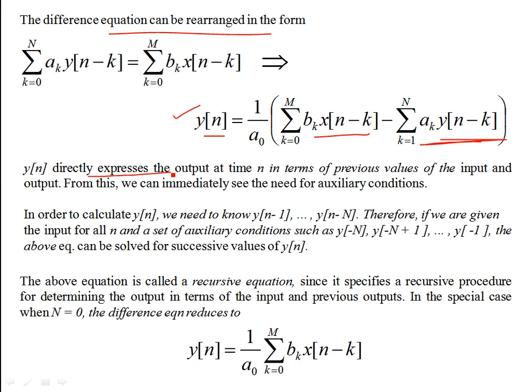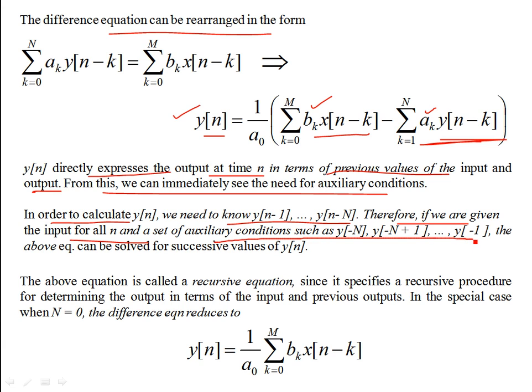So y of n directly expresses the output at time n in terms of the previous values of the input and the output. From this, we can immediately see the need for auxiliary conditions. Why do we need additional conditions? To find these unknown constants, we don't know what the values are. Again, in order to calculate y of n, we need to know the past outputs. So if we are given an input and a set of auxiliary conditions such as the previous inputs, the above equation can be solved for successive values of y of n. We'll take one example to understand what it says.